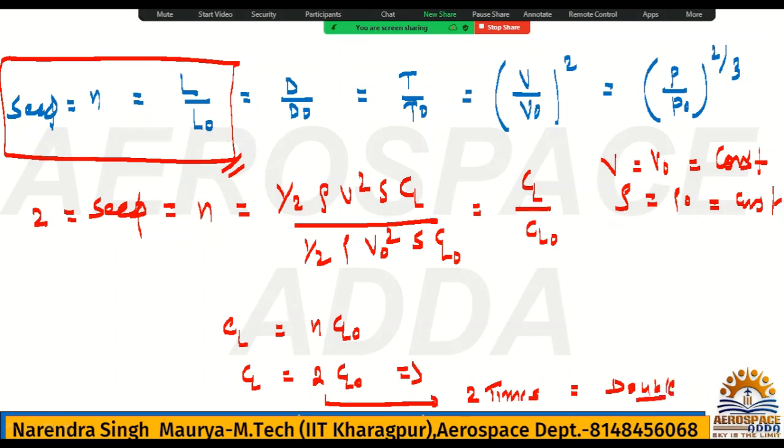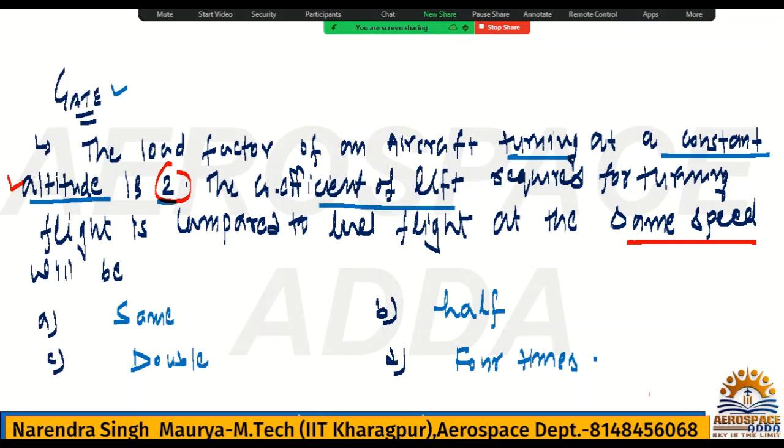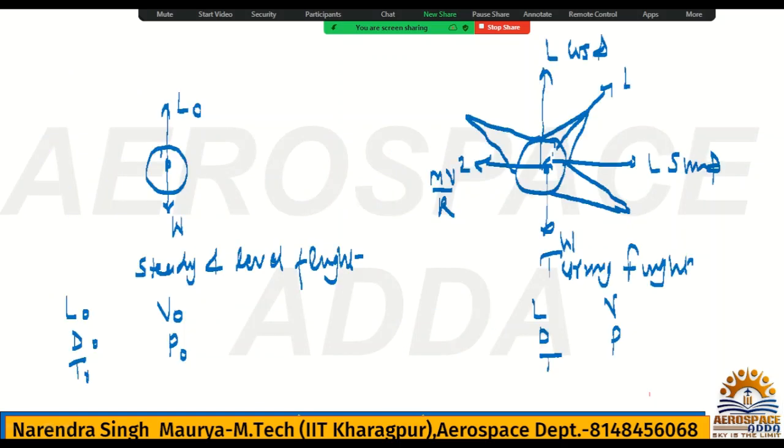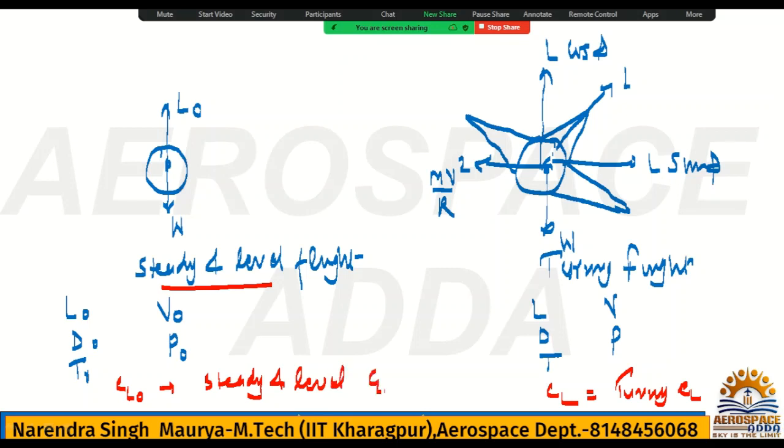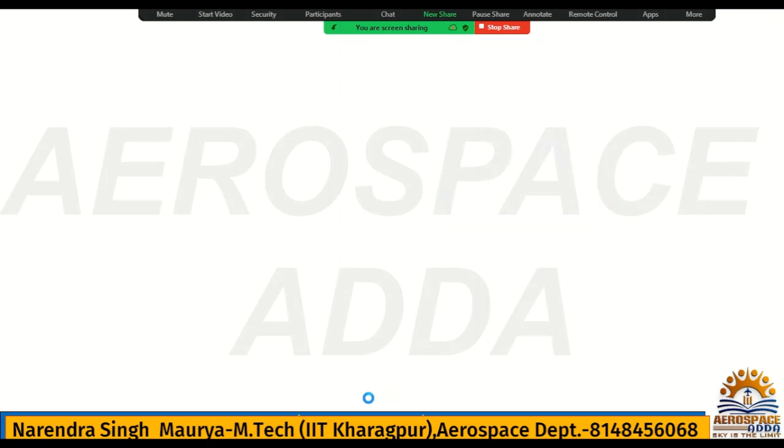Yes or no? Check. Because what is the CL naught? CL naught is the lift coefficient during steady and level flight, and CL is the lift coefficient during turning. Okay, that is CL naught. Understood? So you got the relation.